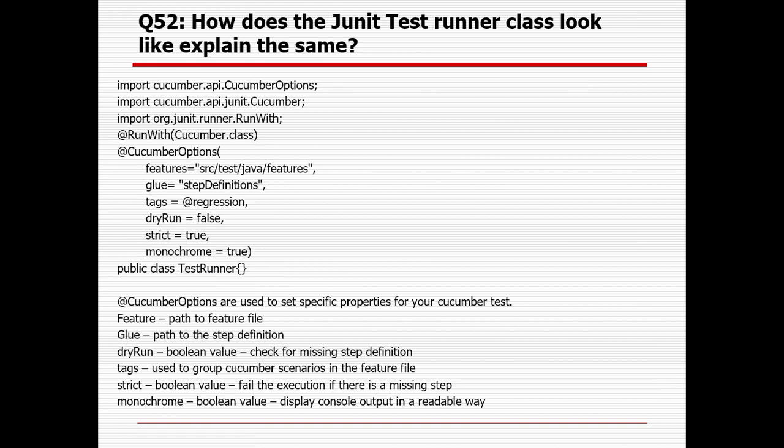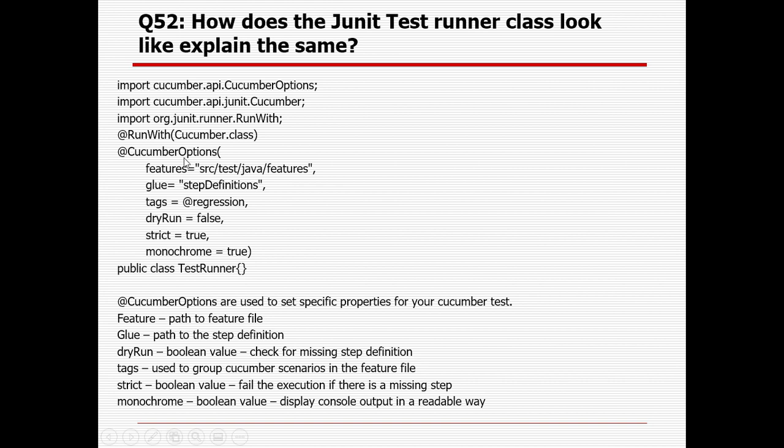How does the JUnit Test Runner class look like, and explain the same? You have already seen whenever you create any sample framework with the help of Cucumber and using BDD, first you need to create a features file, and in a particular package you can have multiple features files. Once you write the features file, you have to create a step definition class where you need to implement all the undefined steps. After that you need to create a runner class where you will be adding all the Cucumber options.